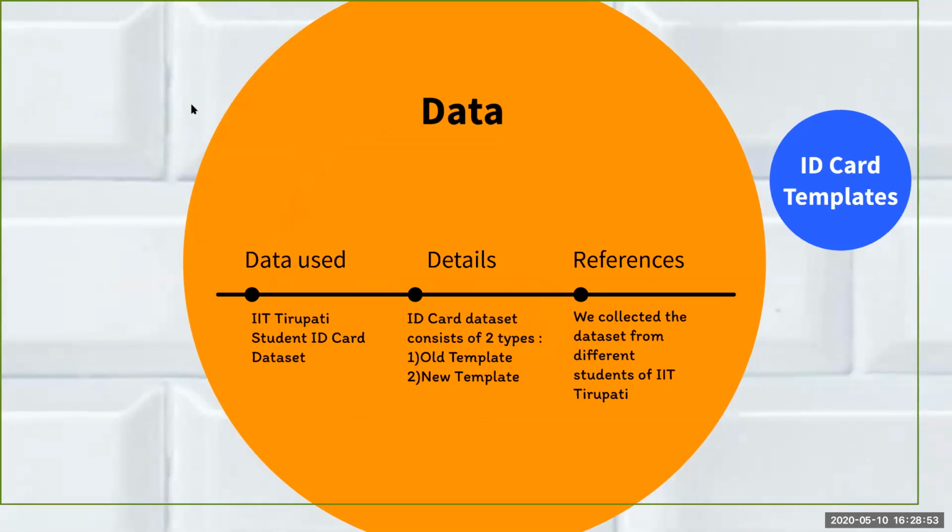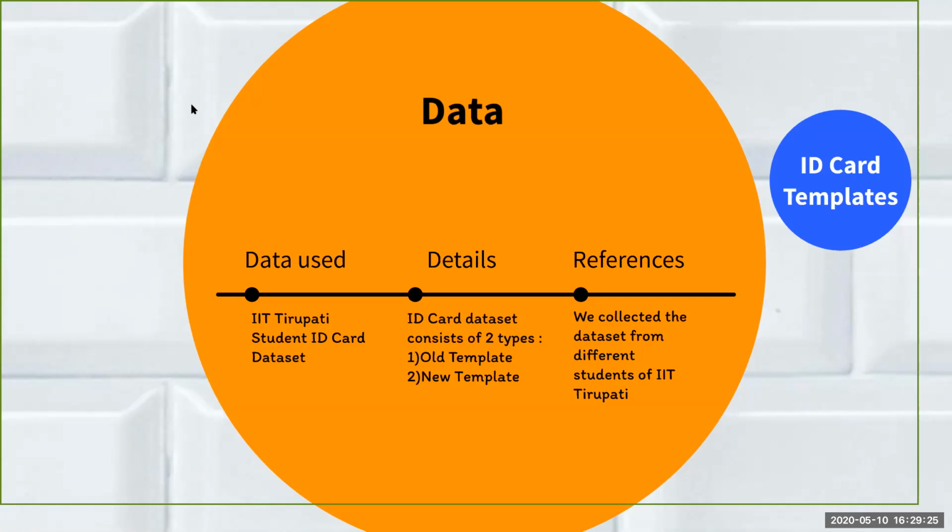The data that we have used is the ID cards of our IIT Tirupati students. We have taken data from all college students, and the ID cards are of two types: the old ID cards and the new ID cards. The old ID cards do not have much clarity, and the background of the new ID card is a mountain containing more than one color, which dominates the foreground, which dominates the text in the ID card.